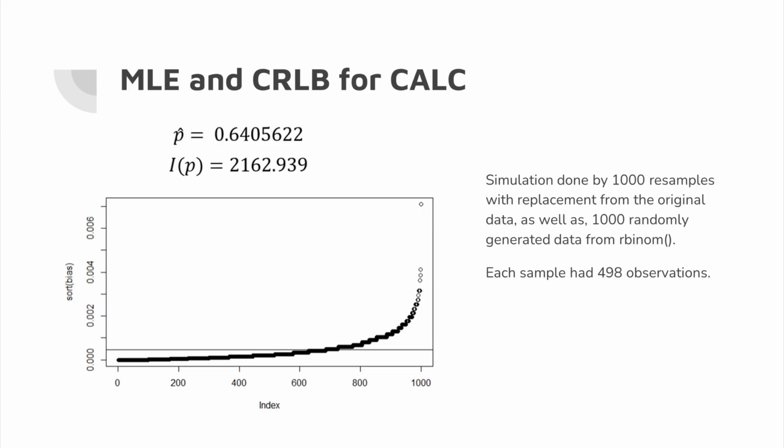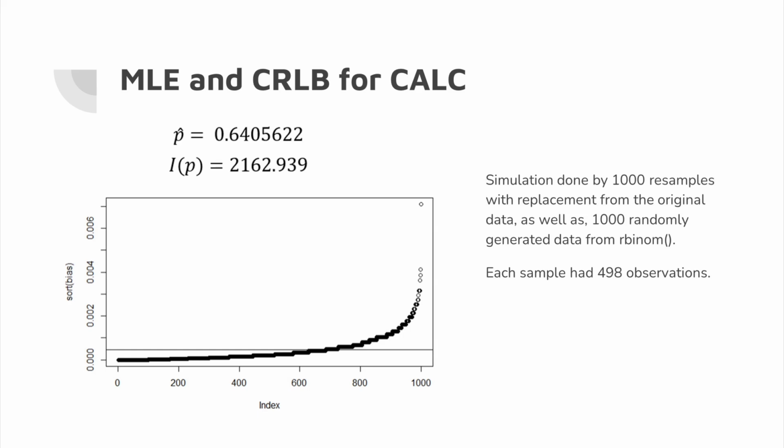By performing the maximum likelihood estimator and the Cramér-Rao lower bound, we have that the estimated proportion is 0.64 and the Hessian is 2162. We validate these values by making a simulation of 1000 resamples with replacement from the original data and 1000 randomly generated data from the rbinom function from R. Once again, each sample had 498 observations.